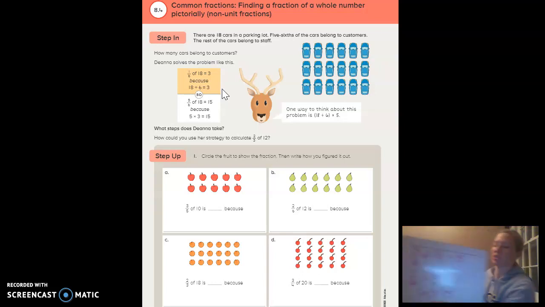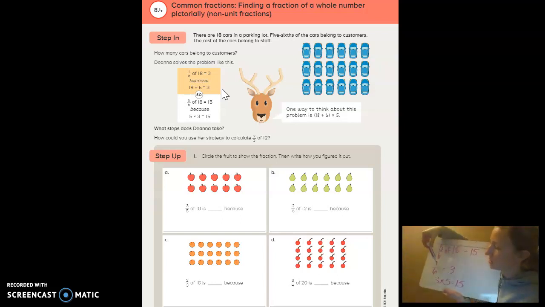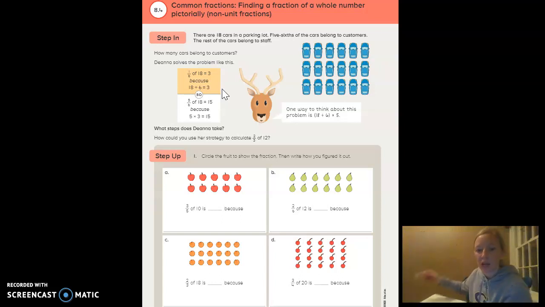So what she did is she thought, okay, it was too hard for me to think of 5/6 of 18. So what I'm going to do instead is, I know what 1/6 of 18 is, and I'm going to use that to my advantage, and then figure out what 1/6 is, and then multiply it by 5. Okay, so I'll kind of show you one more time with the first step up problem.